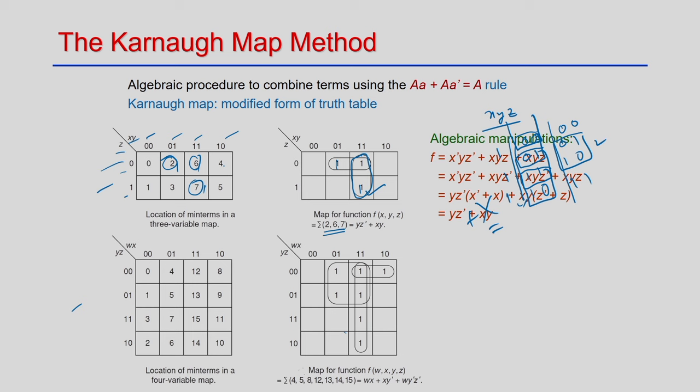Okay. So for a four variable map which has W, X, Y and Z, this is the variable order. I will put W and X in columns and Y, Z in rows. Okay. And the four possible values of W, X are 0 0, 0 1, 1 1 and 1 0.